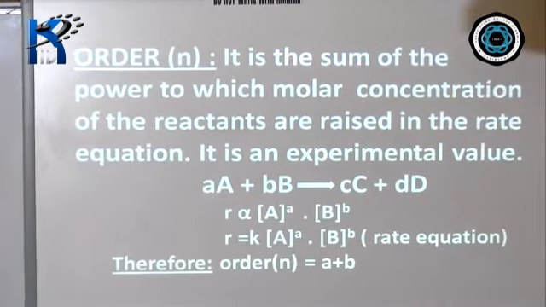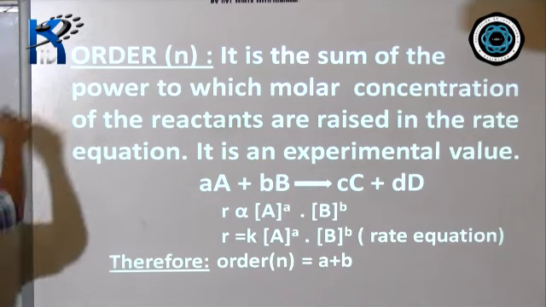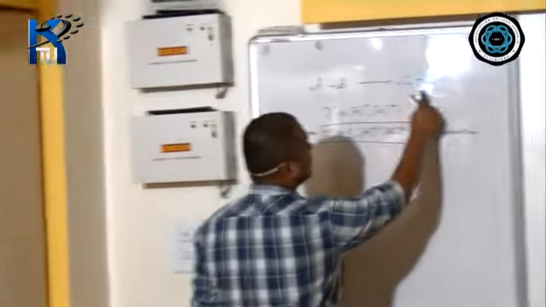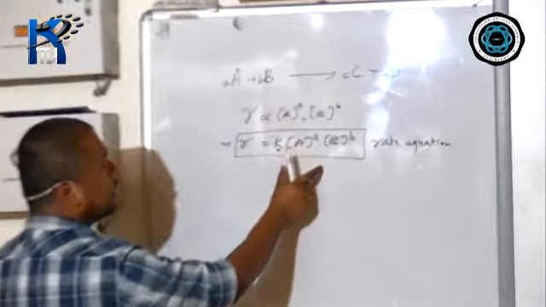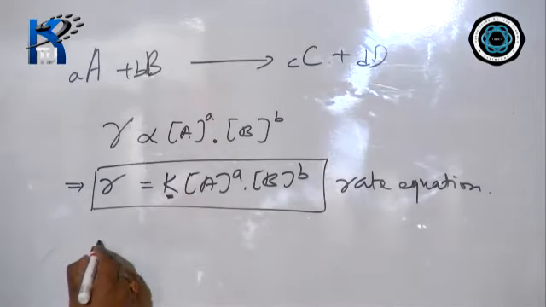Now we will see order, a very important part of ISC in this chapter. Order is represented by the symbol small n. Now let us see what order is. Again, let us consider the same reaction here, and this will be the rate law of it, and this is the rate equation. Now in the rate equation, how do we find the order?